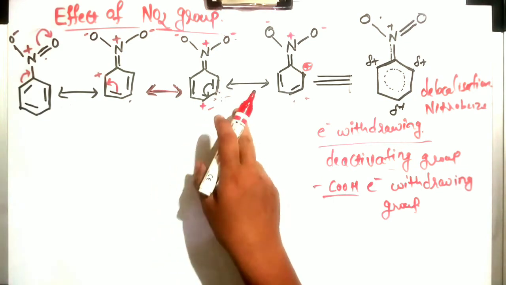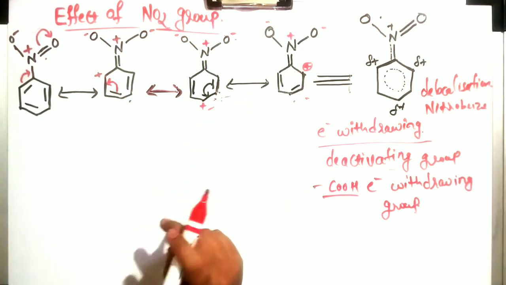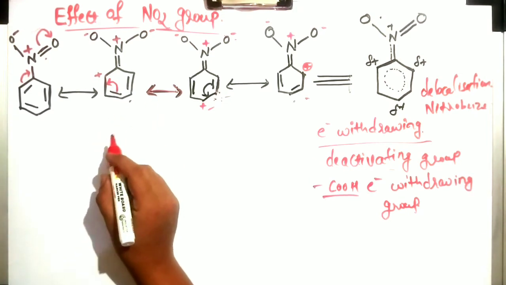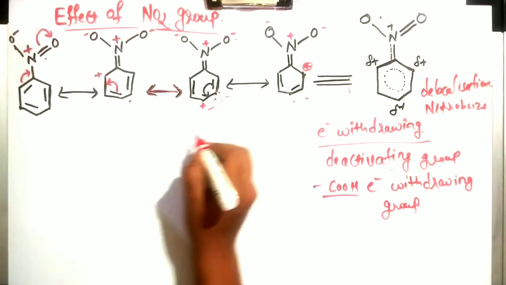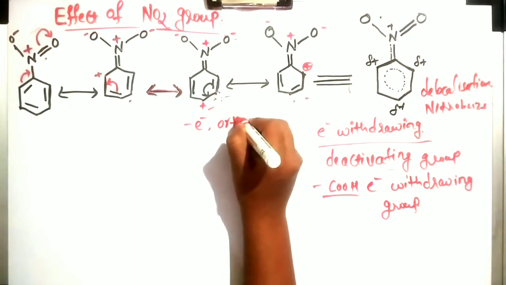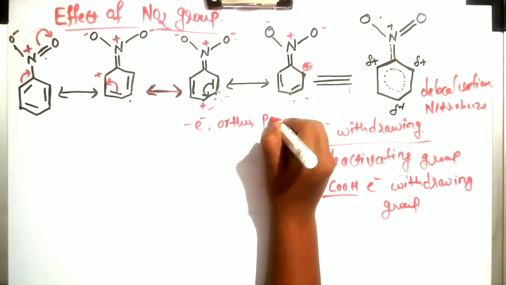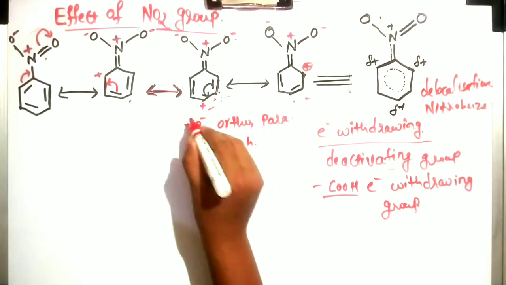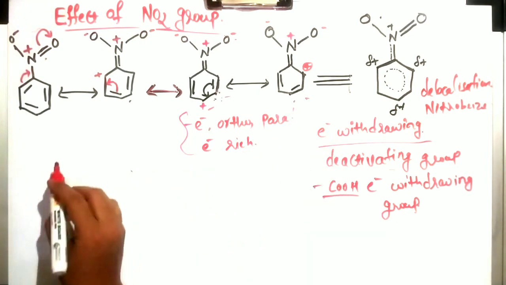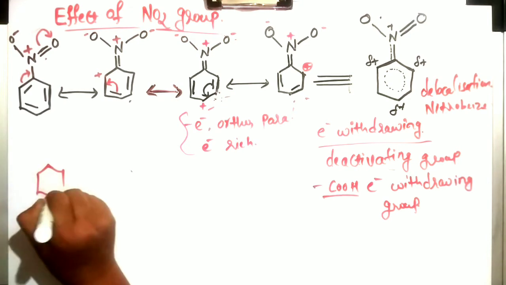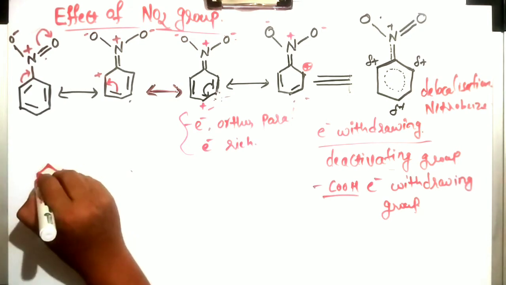I hope you have understood this effect of the NO2 group or nitrobenzene. So with some examples we can see here. In the electron donating case, we have seen the ortho and para positions were electron rich. Okay, this won't happen in the electron withdrawing. So what we get with the examples, you can see here.